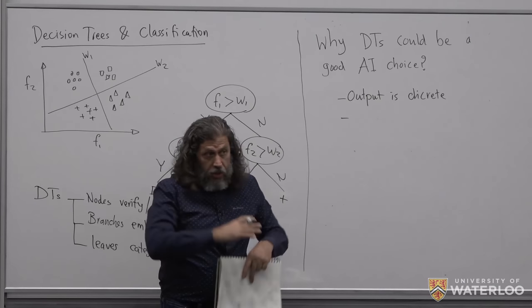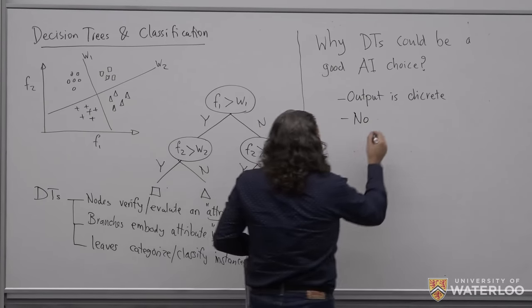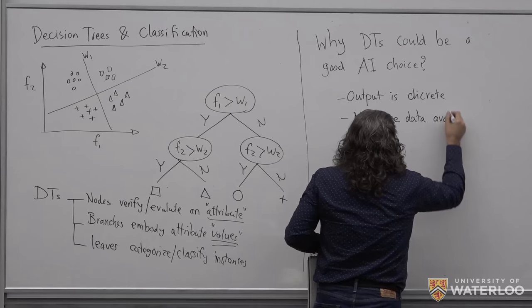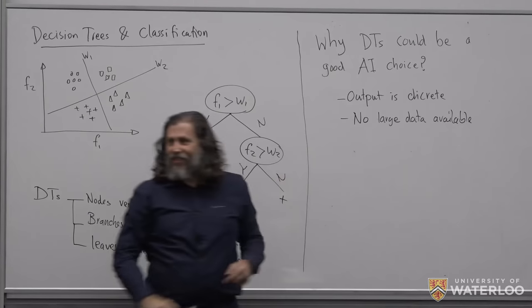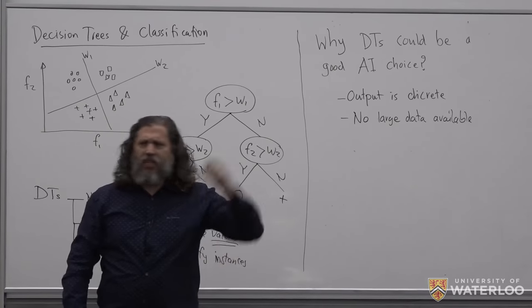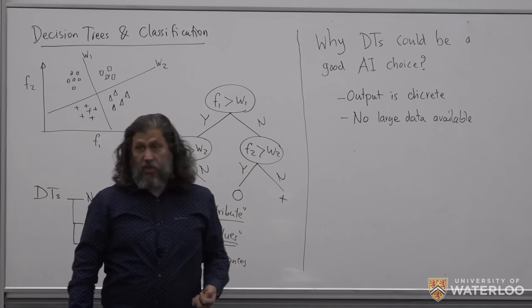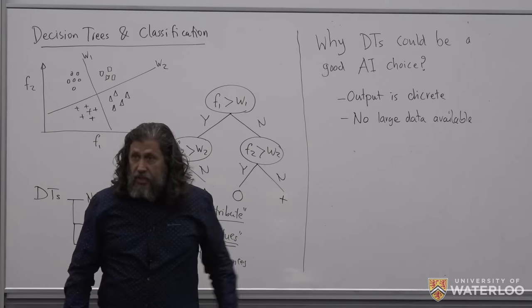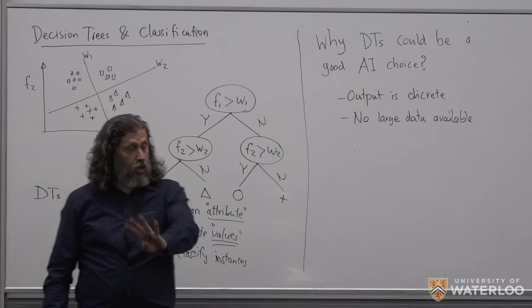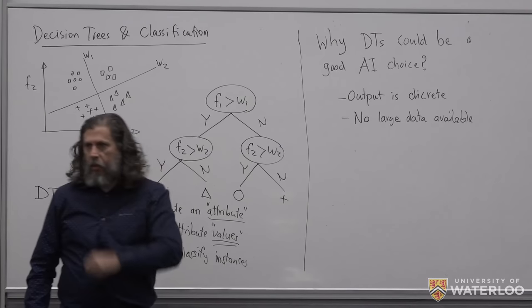Here comes the number two killer for me. Decision trees are a good choice when no large data is available. Somebody gives you a data file, you are new in the company. Here is all the data we have, 200 lines. 200? The hungry monster of deep network, 200? You cannot do anything with it. Decision trees: I can easily come up with a very impressive, good functioning classifier, even if you give me 10 rows, 10 measurements, I can come up with something.